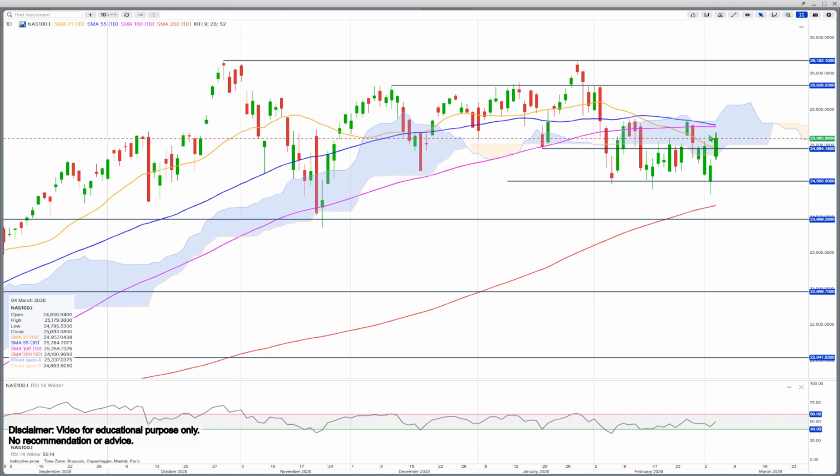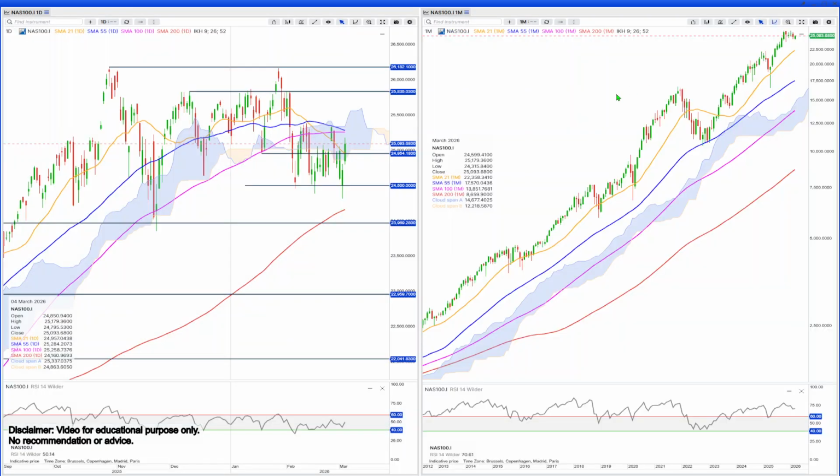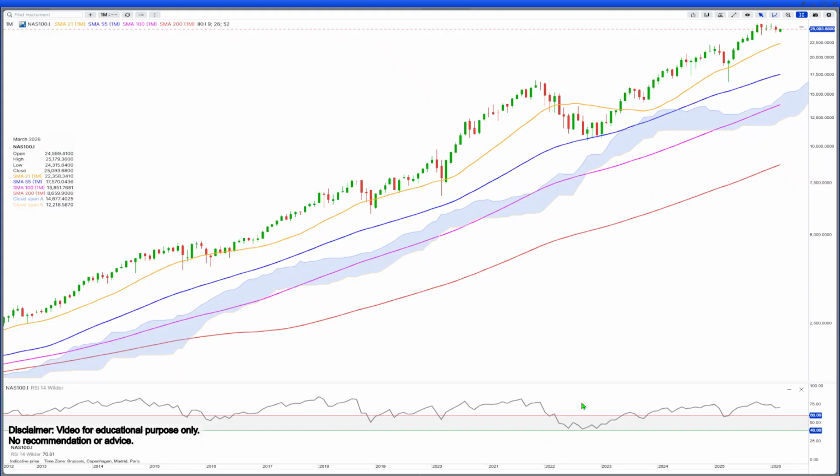Nasdaq is a little bit different. It is basically in a bearish trend, but the key support, 24,500, is a massive key support there. And maybe we should have a look at the monthly there also. We can see there the monthly chart. It's really also quite stretched, as we can see.